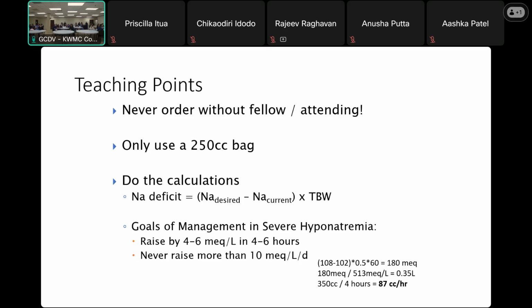Whether you give it all at once as a bolus or you give it over 4 to 6 hours doesn't really matter. There's no data to say. In fact, some people would probably say it's better to give as a bolus, that way you can correct the neurological sequelae a little bit quicker.